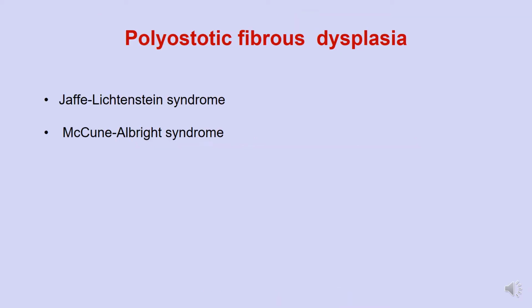Now, polyostotic fibrous dysplasia is when multiple bones are affected, right? So, fibrous dysplasia affecting many bones is called polyostotic fibrous dysplasia. Now, under polyostotic fibrous dysplasia, we have two syndromes that have been identified. Number one is Jaffe-Lichtenstein syndrome, and number two is McCune-Albright syndrome. So, let's look at what these syndromes are.